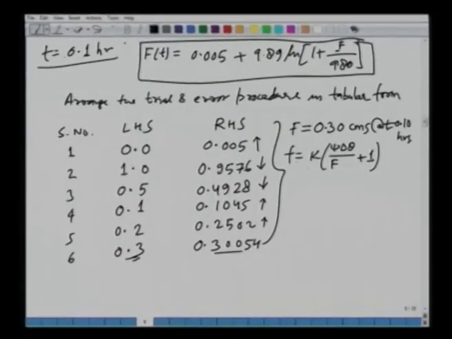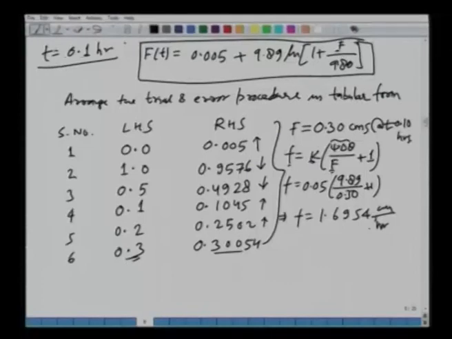All right. So, capital F we have just found out, psi delta theta we had already found out, k is known. So, we can find out what is small f. At 0.1 hours we will have f equal to 0.05 times 9.89 divided by 0.30 plus 1. Once you solve it, you have f approximately 1.6954 centimeter per hour.